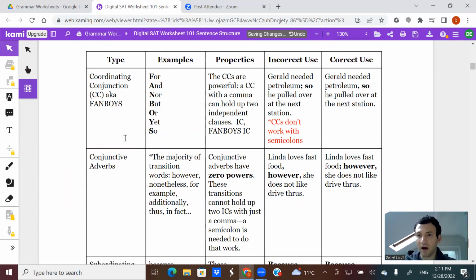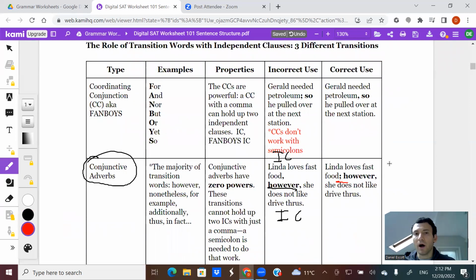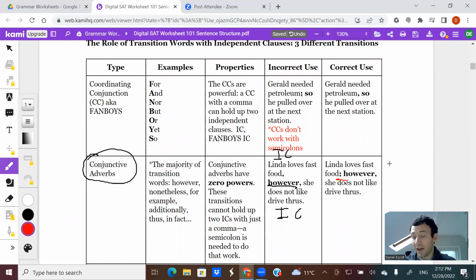Okay. A very common mistake on the test is to have Linda loves fast food, independent clause. She does not like drive-throughs, independent clause. Use a connecting word, specifically a conjunctive adverb, not one of the FANBOYS. This is incorrect. You cannot hold up two independent clauses with a comma and a word other than one of the FANBOYS. Instead, you would need the semicolon here to make it correct. So that's how the FANBOYS work.